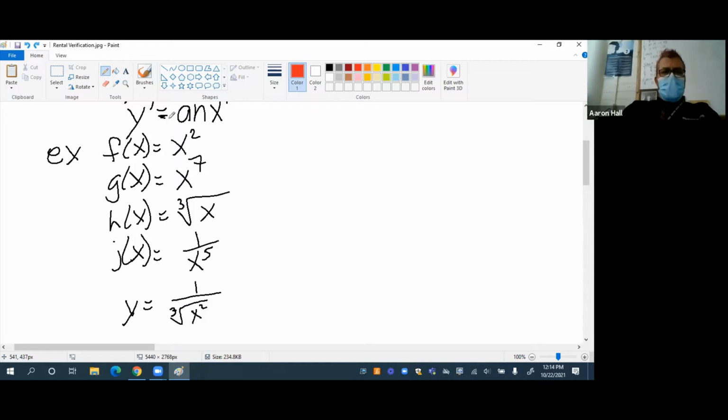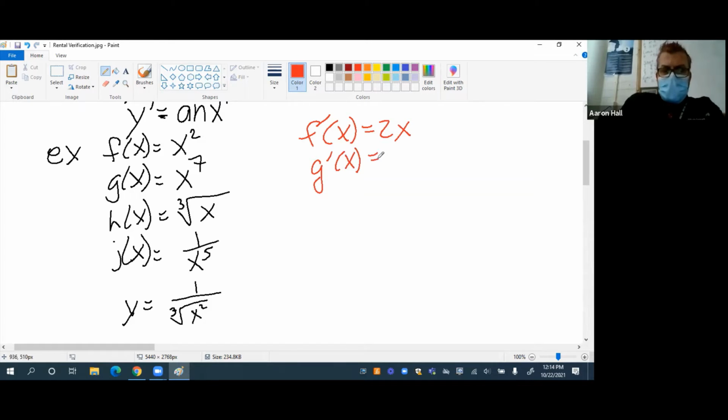So what's the derivative of this using the power rule? 2x. So we have f prime of x equals 2x. What about the derivative of g of x? 7x. That's it? Don't forget the exponent. We need that exponent.